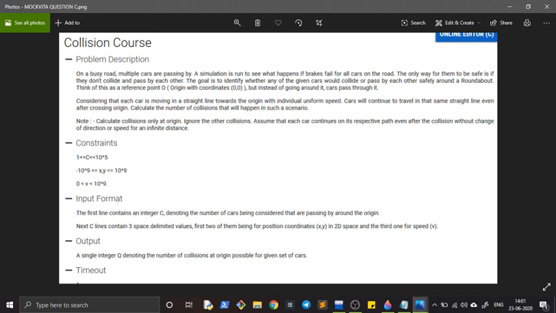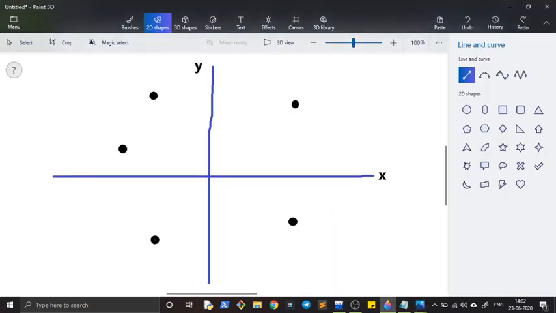Now we need to calculate the total number of collisions. A collision will only happen when two cars or more than two cars reach the origin at the same time. So if one car takes 13 seconds to reach the origin, and the second car also takes 13 seconds, or for example 14 seconds, and another car takes 14 seconds to reach the origin, then both the cars will collide. So basically we need to calculate the time taken for all the cars to reach the origin, and we need to store it. We can describe this problem very well using this diagram.